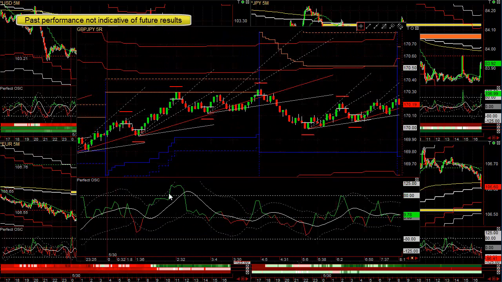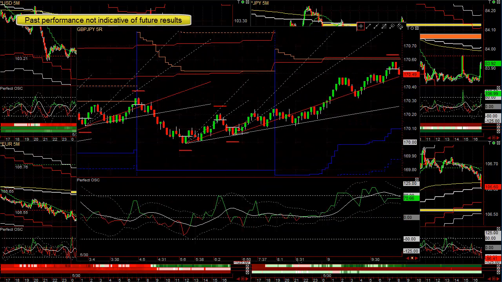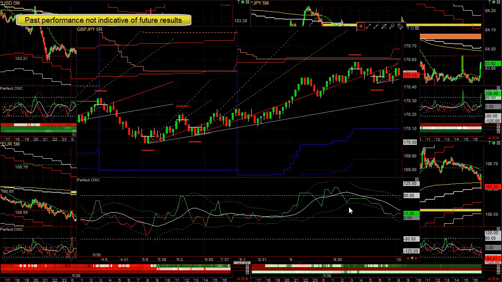Doesn't hit it that often. Plus 80 level, kind of went sideways. Again, if you know the trend is up, you can oftentimes, especially if it looks like a decent pullback and hits the lower band, look for entries as well.